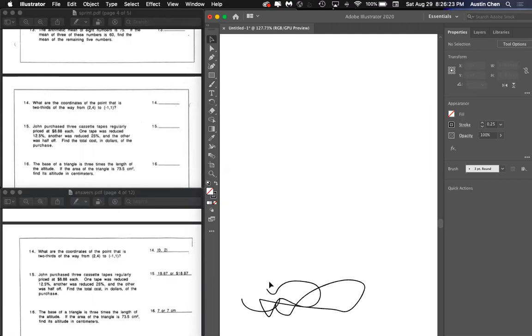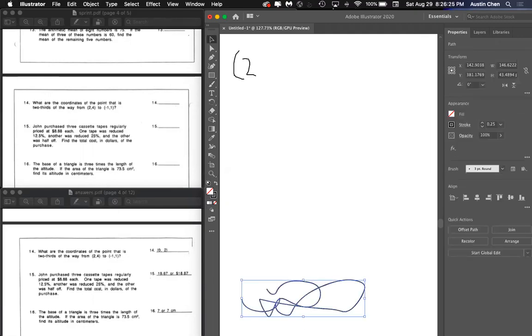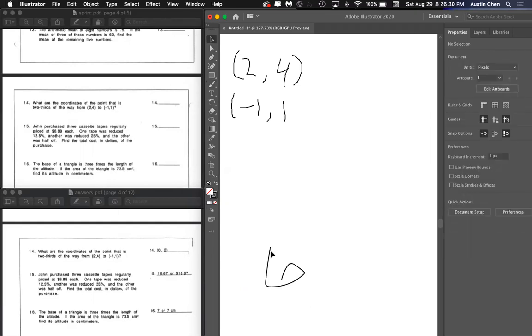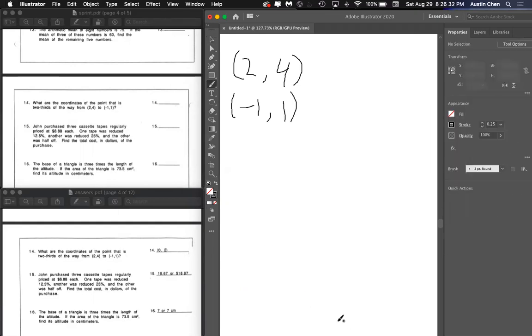you're going from 2, 4 to negative 1, 1. Austin, can you stop drawing? Sorry, I'm testing it. Okay. You're going from 2, 4 to negative 1, 1.